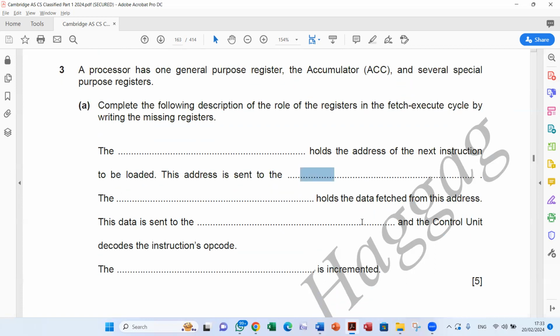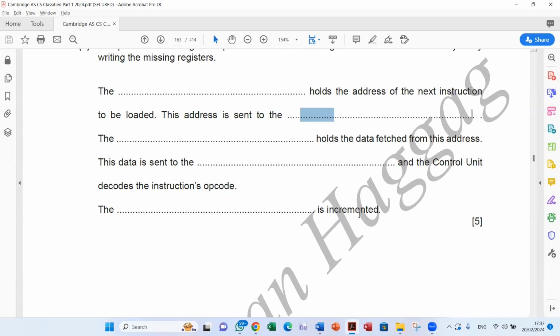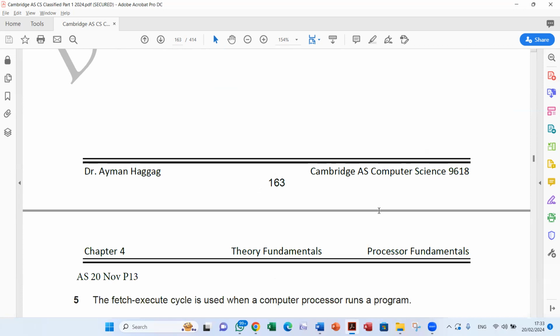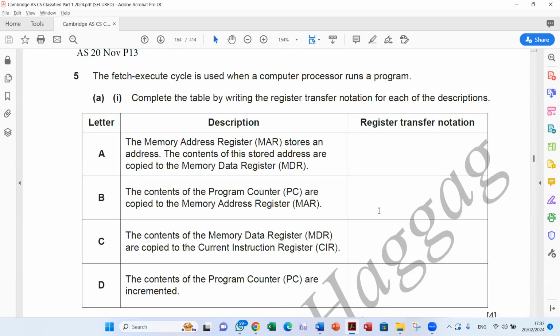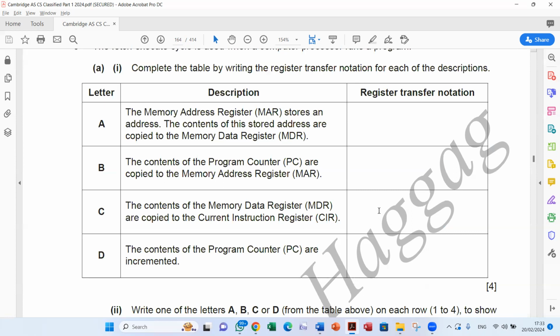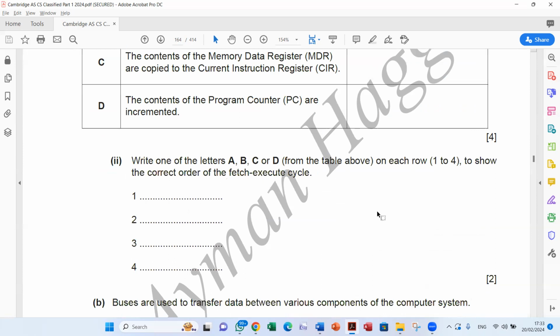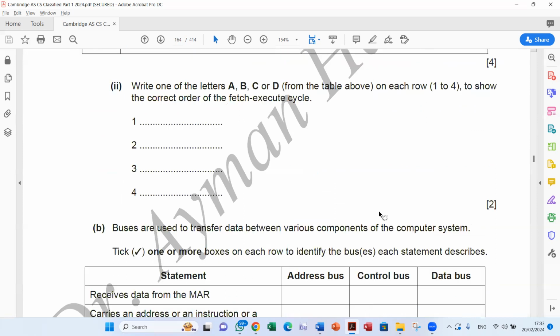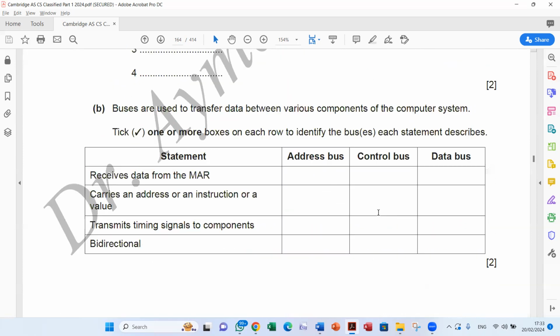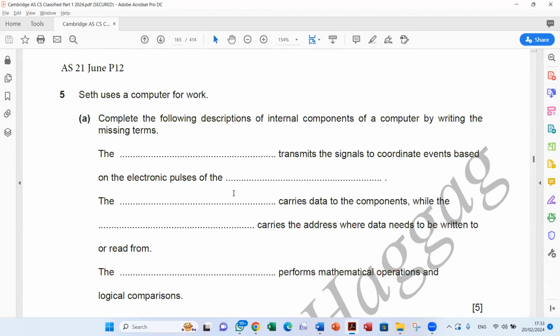Okay? If you know this, you may earn 5 marks. Easy marks. Okay? Go to the next page. You have to read those descriptions. Let us go to this page. Let us go to page 165 first.